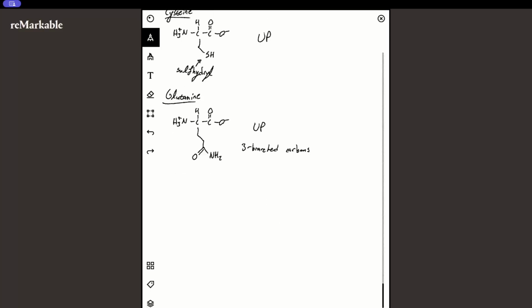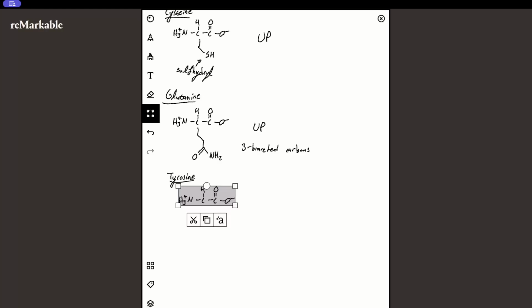And the last one for our polar is tyrosine. Let's get our template. We have alanine that branches out to this fun ring. And you go, oh, that looks awfully familiar. That's phenylalanine. But no, we're not done. Branch there, hydroxyl group. That makes this uncharged polar.